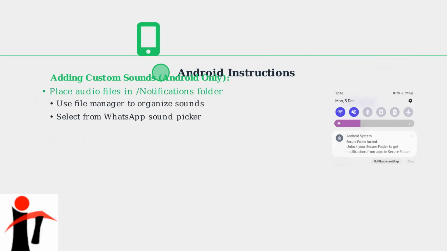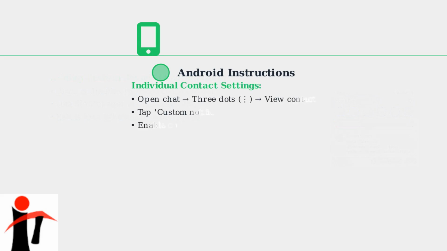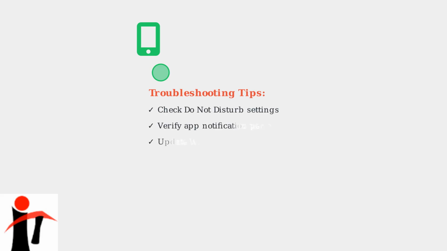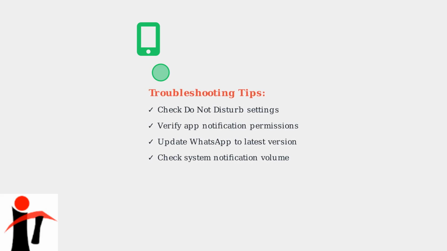You can add your own audio files by placing them in the Notifications folder, then selecting them from WhatsApp's Sound Picker. For individual contacts on Android, open the chat, tap the three dots menu, select View Contact, then Custom Notifications to set specific sounds, vibrations, and even LED light colors. If you encounter issues with notification sounds not working, remember to check your device's Do Not Disturb settings and ensure WhatsApp has proper notification permissions in your system settings.